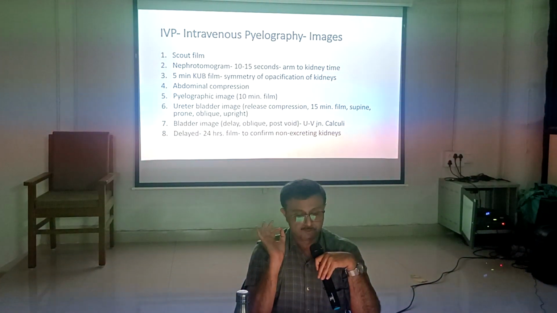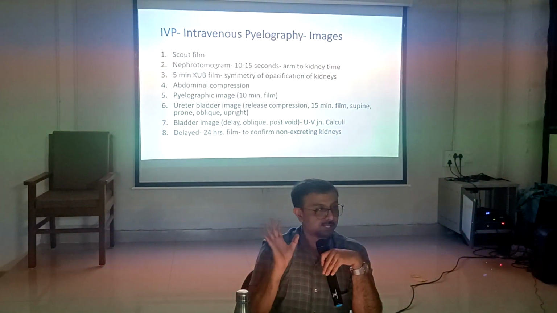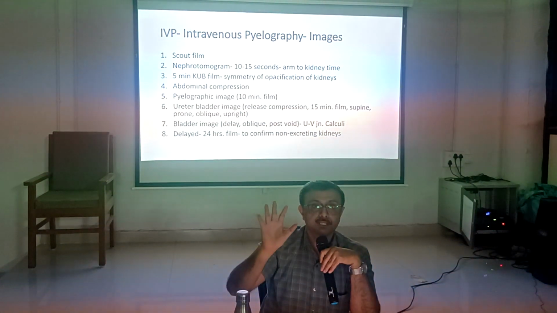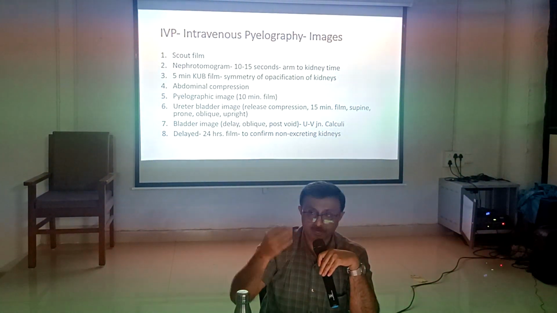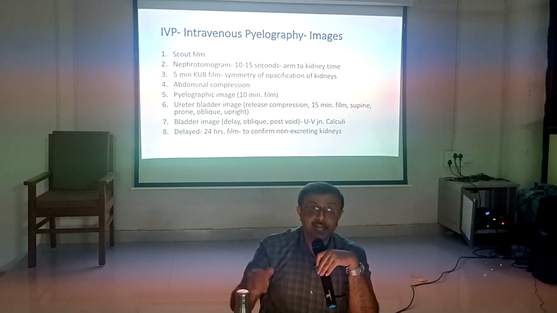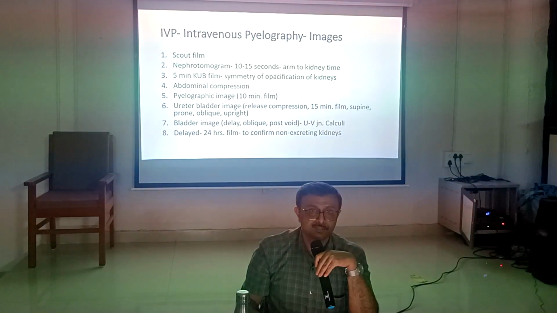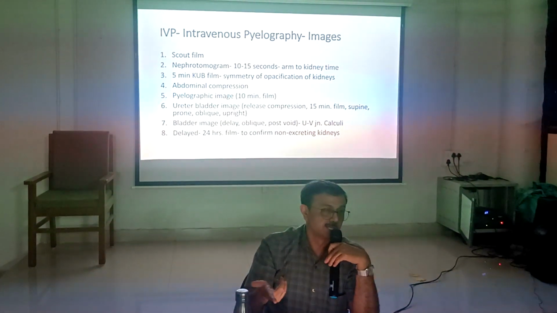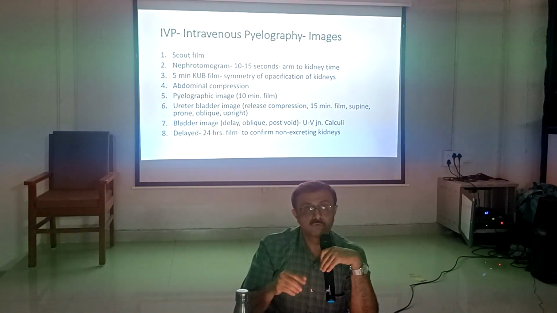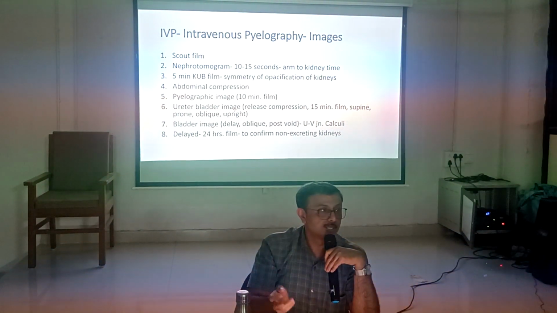Delayed 24-hour film to confirm non-excreting kidneys. We can see a delayed excreting kidney or non-excreting kidney. The dye is not passing beyond the kidney. There is no excretion from the kidney, so it is a non-excreting, non-functioning kidney. Dye remains in the parenchyma of the kidney. So we have to wait for 24 hours, sometimes 48 hours.